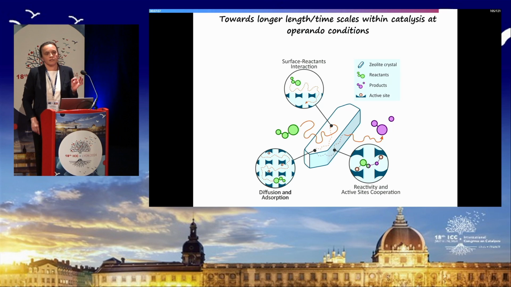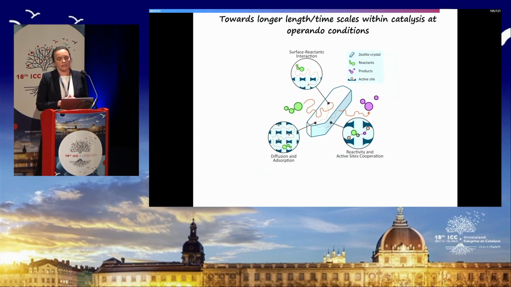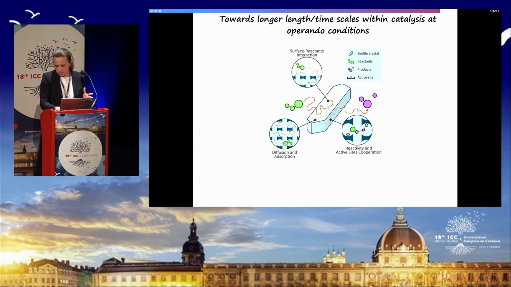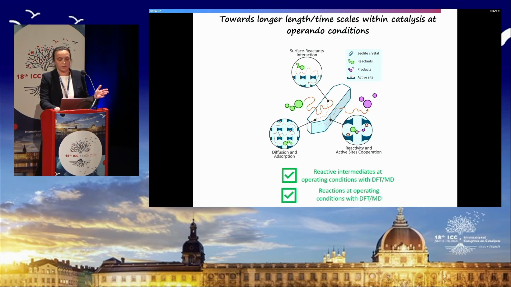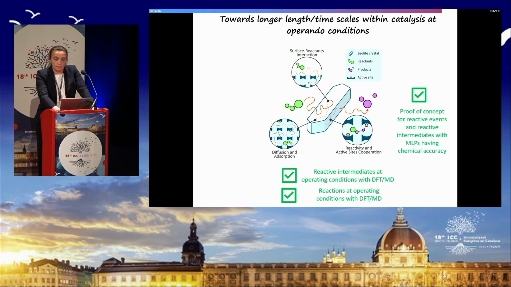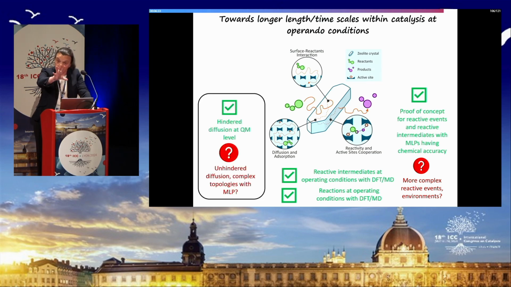I want to go back to my figure that I introduced in one of my first slides. If we now go a little bit back and see what we have discovered: yes, we can study reactive intermediates at operating conditions at the DFT level. Yes, we can simulate reactions at the DFT level. We have proof of concept for reactive events and reactive intermediates with MLPs. We need more work to study more complex reactive events and environments. We have studied hindered diffusion at the QM level of theory, and we have first proof of concept results also with the machine learning potentials. But we need to extend this.